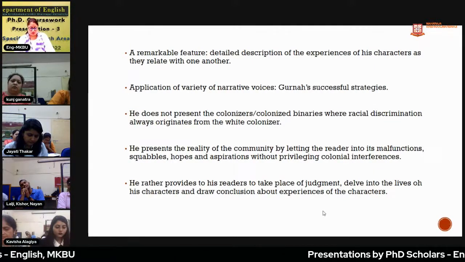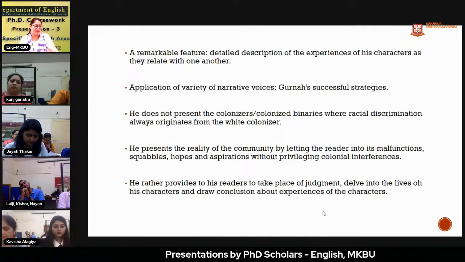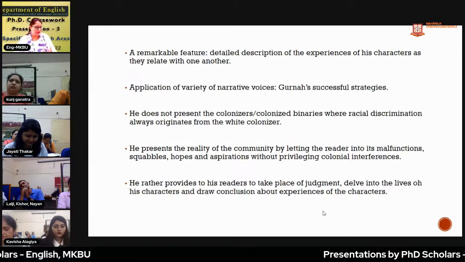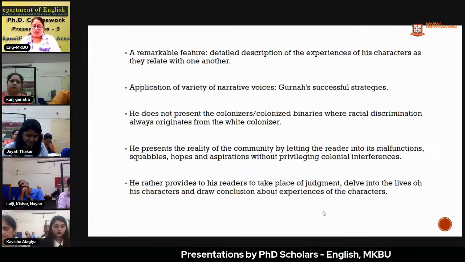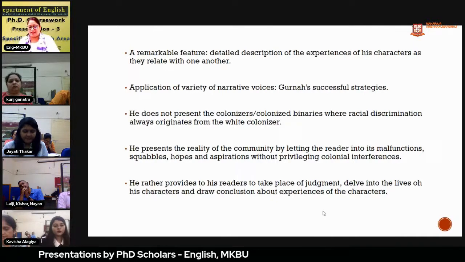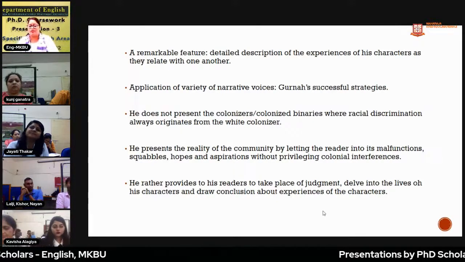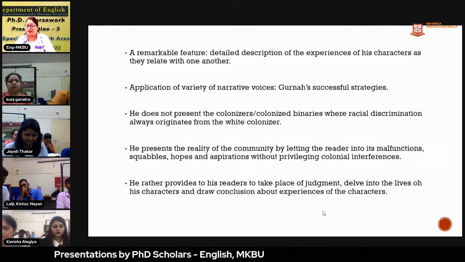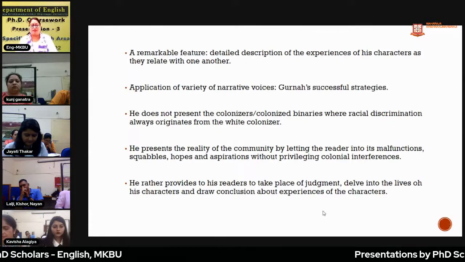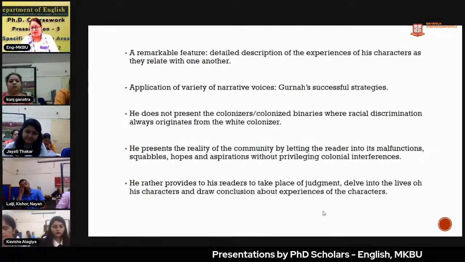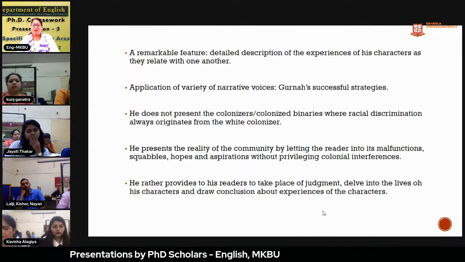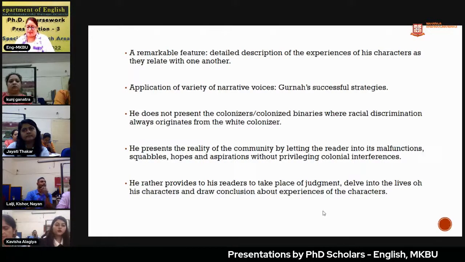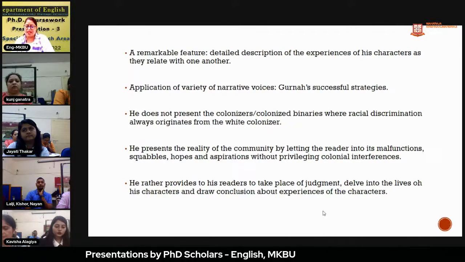In his descriptions, so in the novel, his narrator also applies so many techniques to narrate the painstaking traveling and the journey of their lives. He does not present the colonizers or colonized binaries where racial discrimination always originates from the white colonizers. He presents the reality of the community by letting the reader into its malfunctions, squabbles, hopes, and aspirations without privileging colonial interferences. He rather leaves his readers to take the place of judgment, delve into the lives of his characters, and draw conclusions about the experiences of the characters.